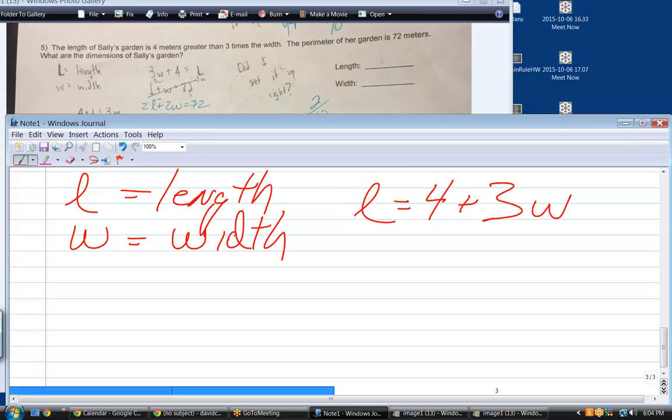Again, I can't solve it with just one equation, so I need to look for another equation. Let's look at the second sentence. Give me an equation that states the perimeter.